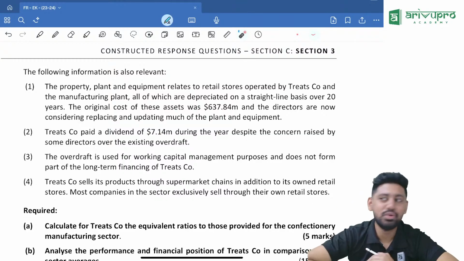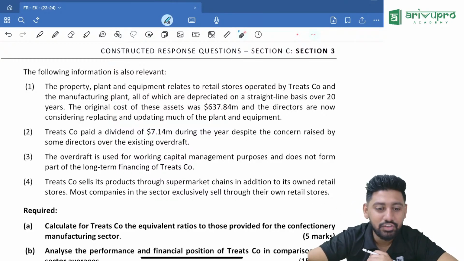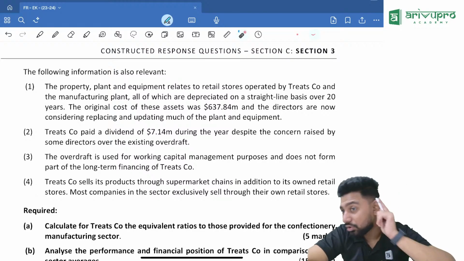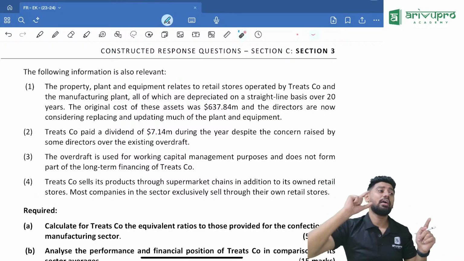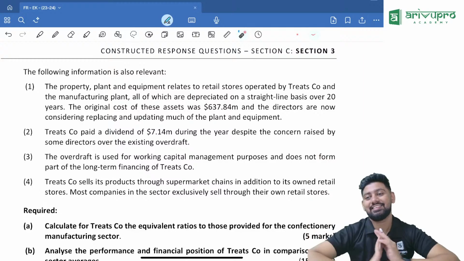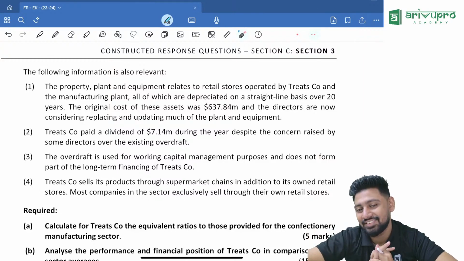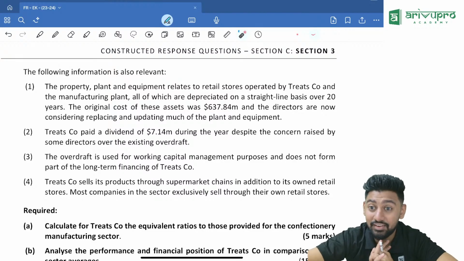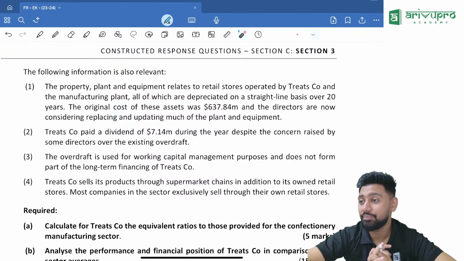Because your assets are old, probably. If not, they will not replace or update. So that could also explain the reason why our operating expenses are high. 20 years. Are we clear? Now then we have another problem.